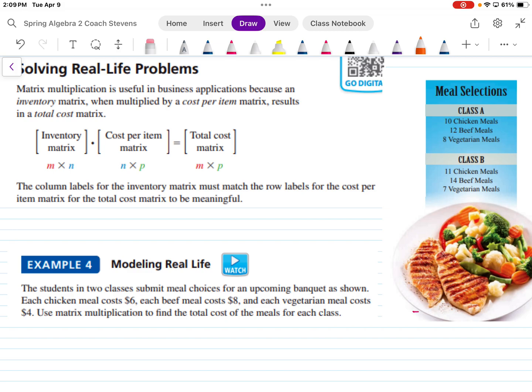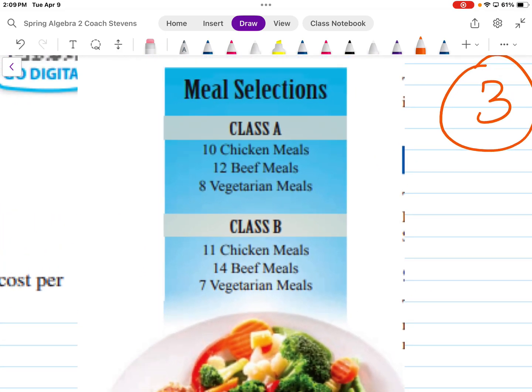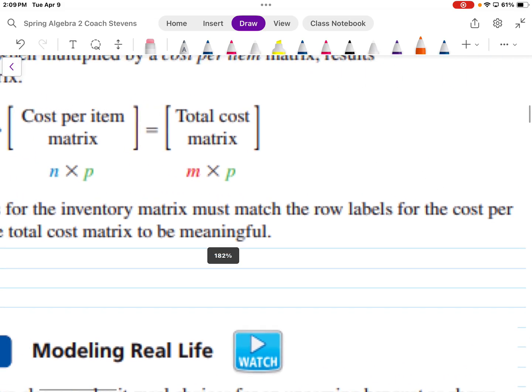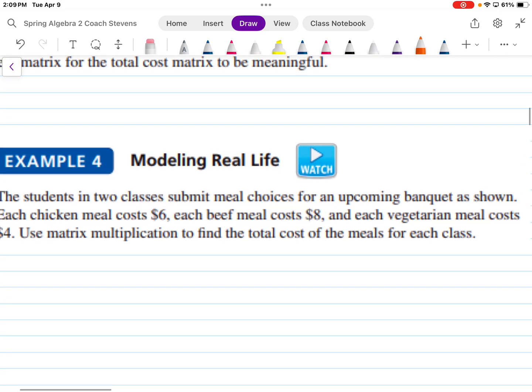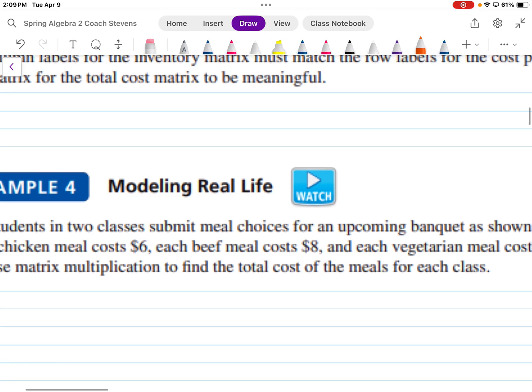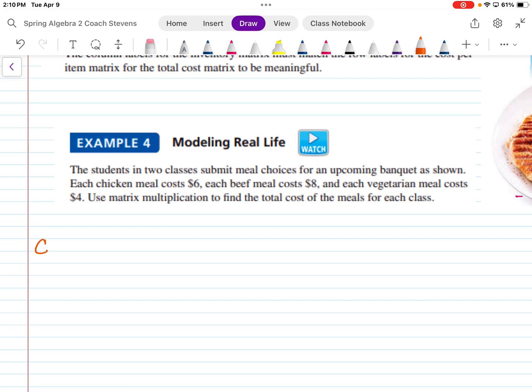As I look at it, we have this menu thing where Class A, 10 meals are chicken, 12 are beef, 8 are vegetarian. Class B, we got 11 chicken, 14 beef, 7 vegetarian. Then they tell us that we have some type of cost matrix coming over here. I just want to show you how we can turn this into a matrix from a word problem. As we do this, I'm going to first write down a little key here. I have Class A, and then I have Class B.